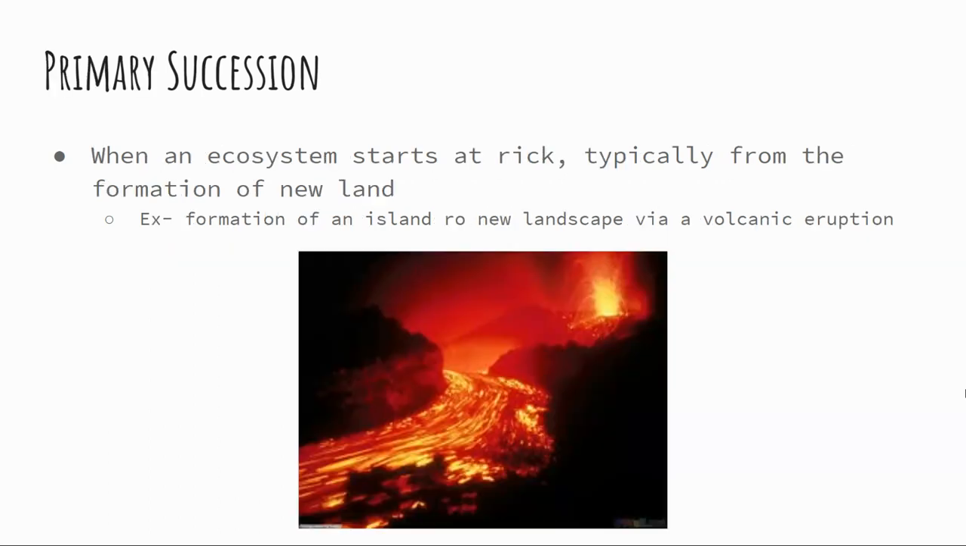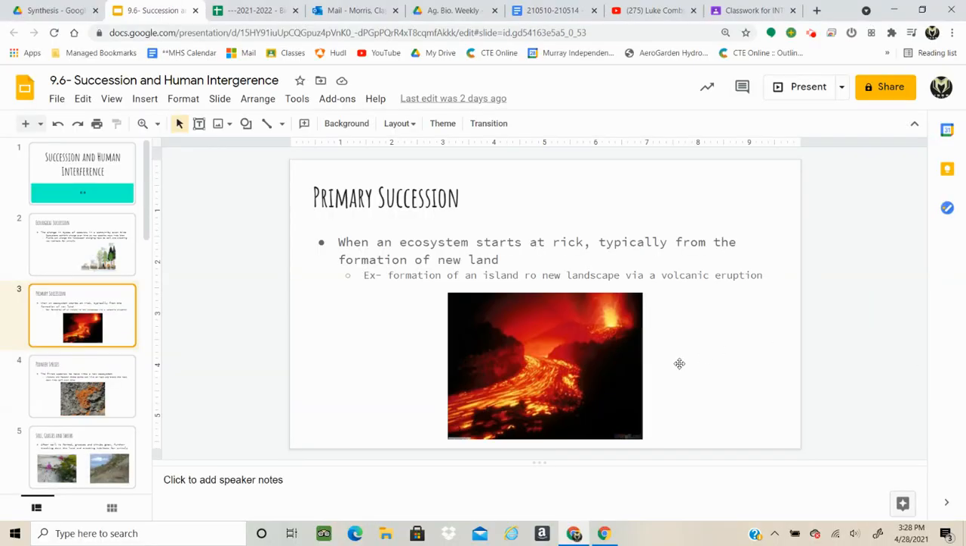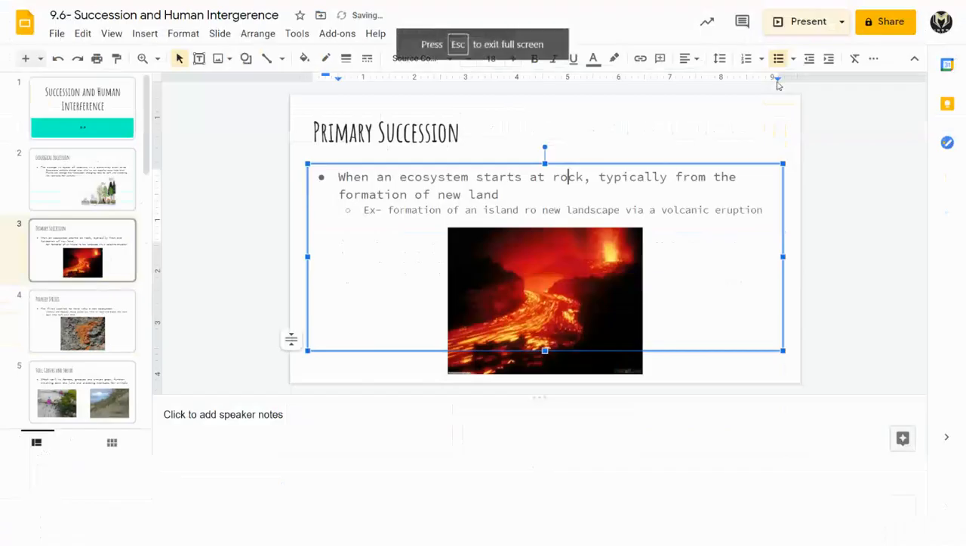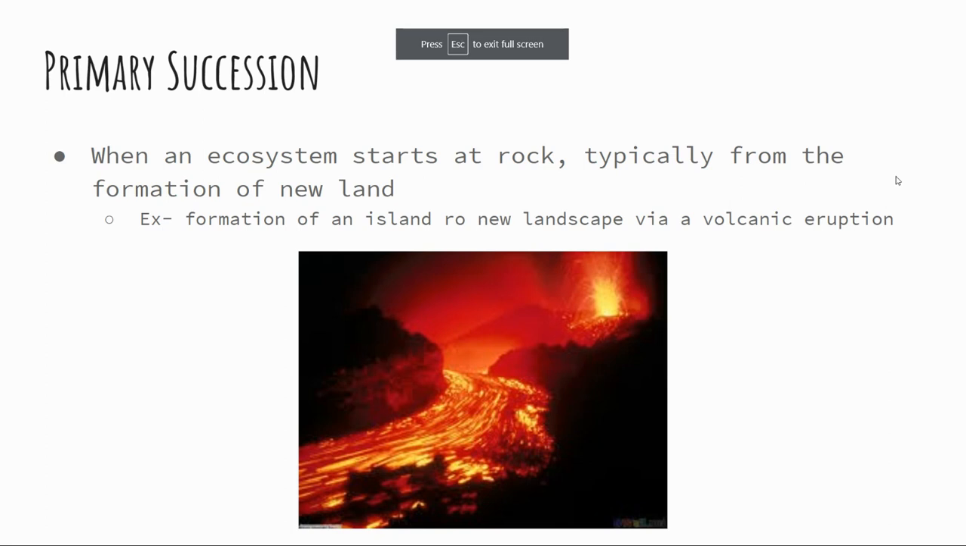Primary succession is when an ecosystem starts from rock and typically from the formation of new land. So we see this type of succession, say, after a volcanic eruption or when a new island is formed from volcanic eruption. So this is when an ecosystem is starting with brand new rock, brand new ground.